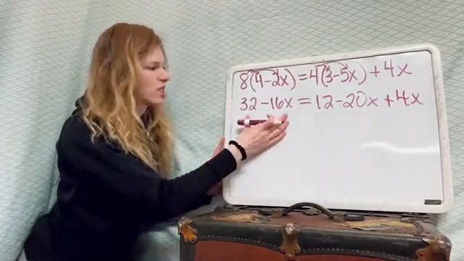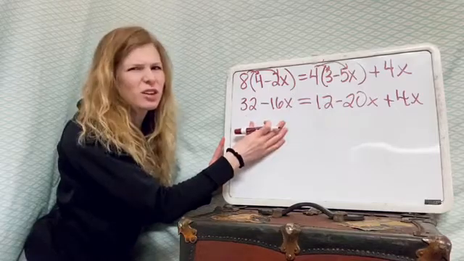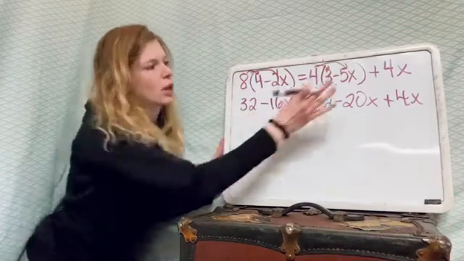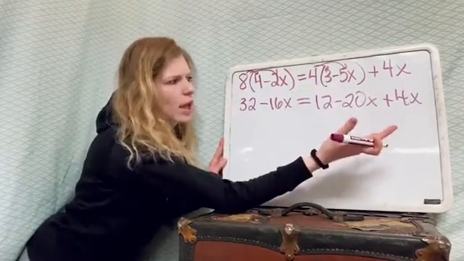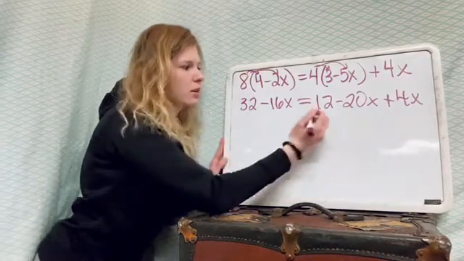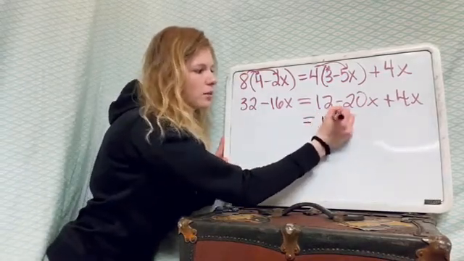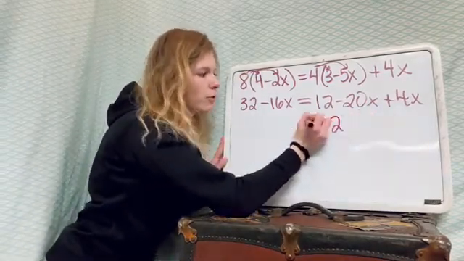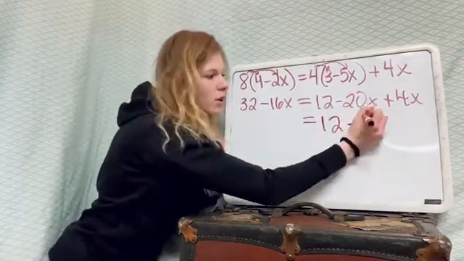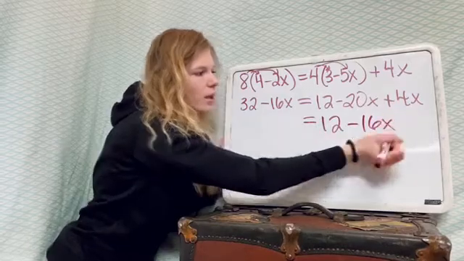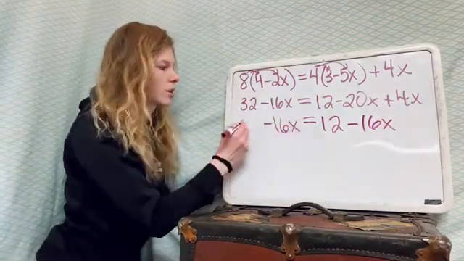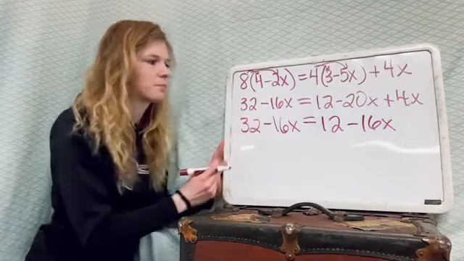Now, if I look on this side, I can't simplify that any further. These are not like terms. This one has an x, this one doesn't. I go over here. Okay, I see this one has an x, this one has an x. I am going to go ahead and simplify this side to 12, because I didn't touch the 12. Negative 20 plus 4 gives me a negative 16x. And then I'm going to bring down the numbers that I haven't used on this side yet.